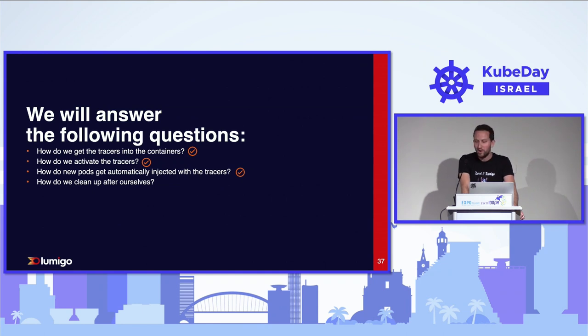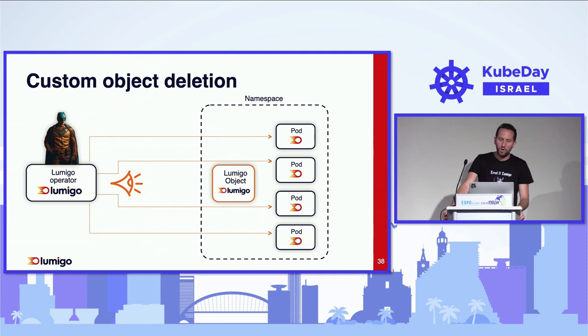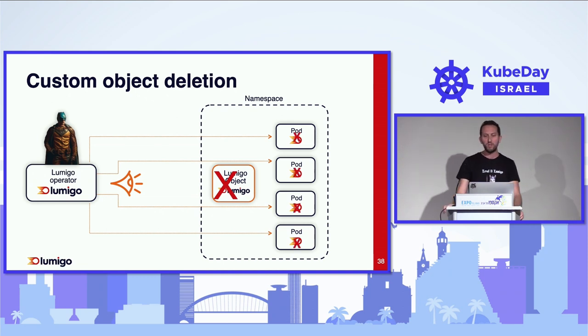Now, how do we clean up after ourselves? We use a Kube API watch. Here we elected for a non-blocking operation. Our operator sets up a watch on the namespace where the Lumigo object is set up. And basically what we do here is once the Lumigo object gets deleted, we get a notification. We watch for that. The operator goes and uninstruments all of the pods. So it goes and removes, pod by pod, all the Lumigo tracers. Eventually, it also removes the watch. So step by step, basically removing every trace of Lumigo in that namespace where we deleted the object from.